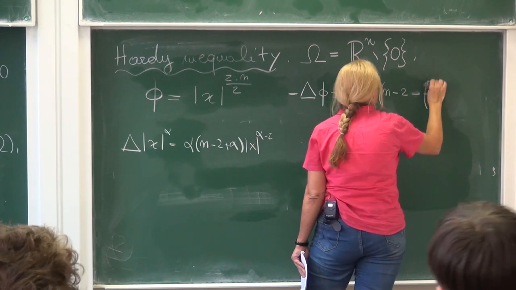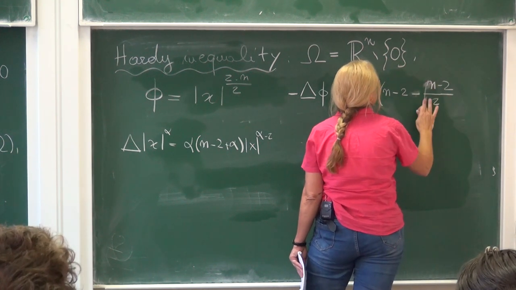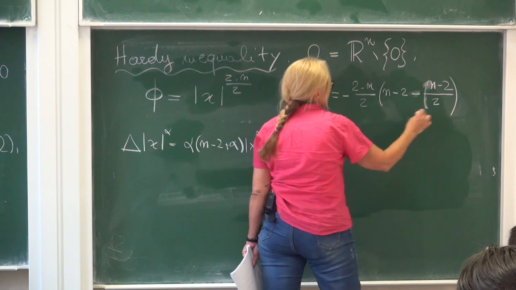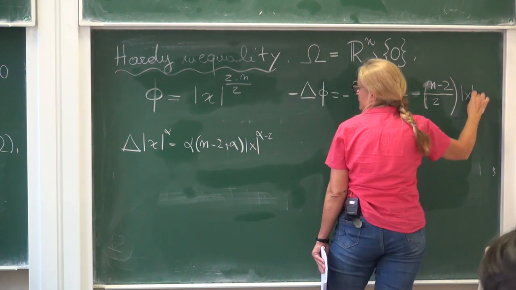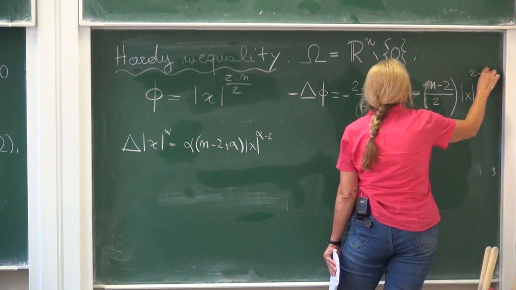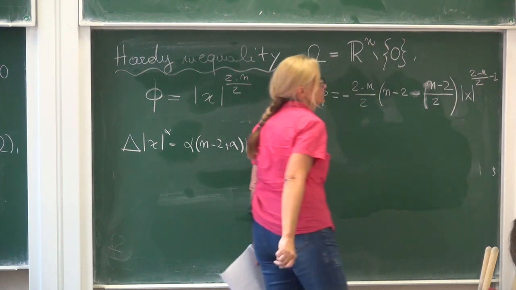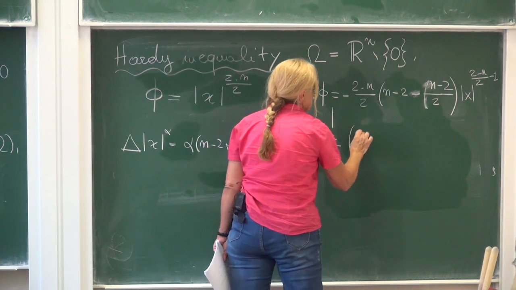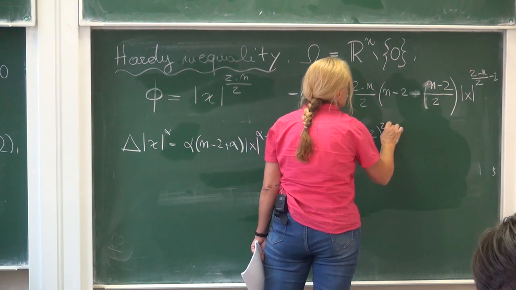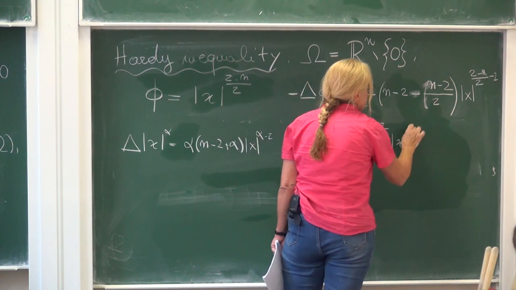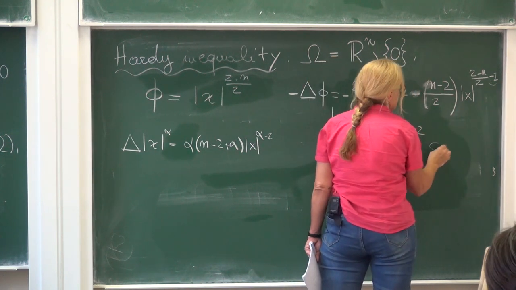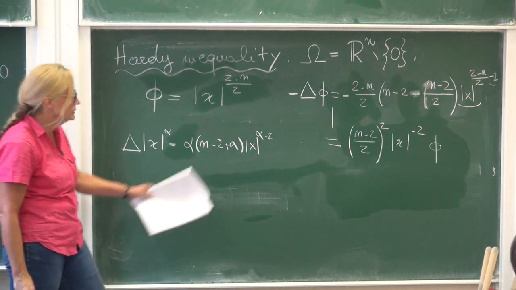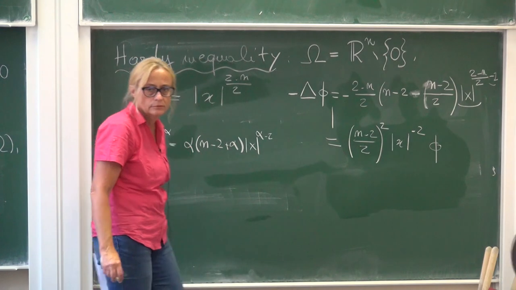Minus (n minus 2)/2. The norm of x to the power 2 minus n over 2 minus 2. So this is equal, I can change sign here, ((n minus 2)/2) squared. This is |x|^-2, and this is phi. So indeed, the Laplacian of phi is equal to this one.